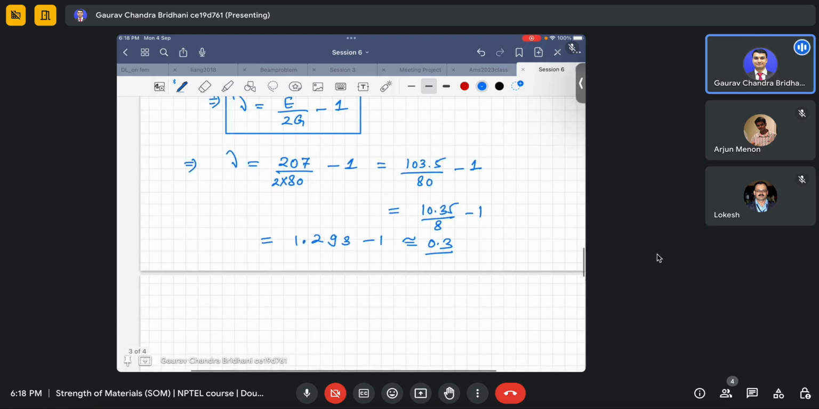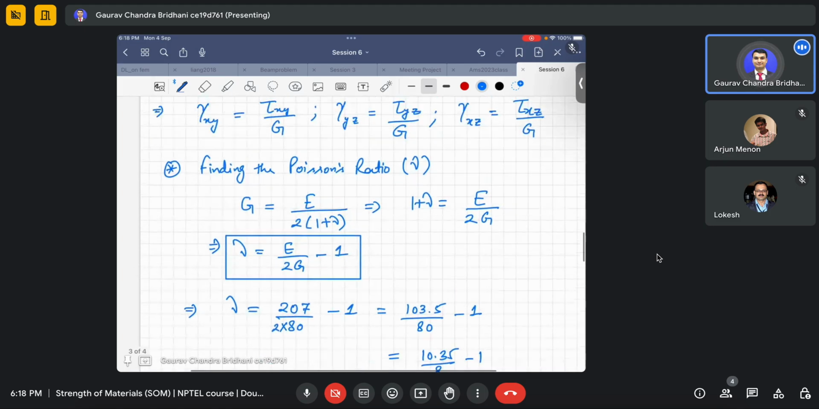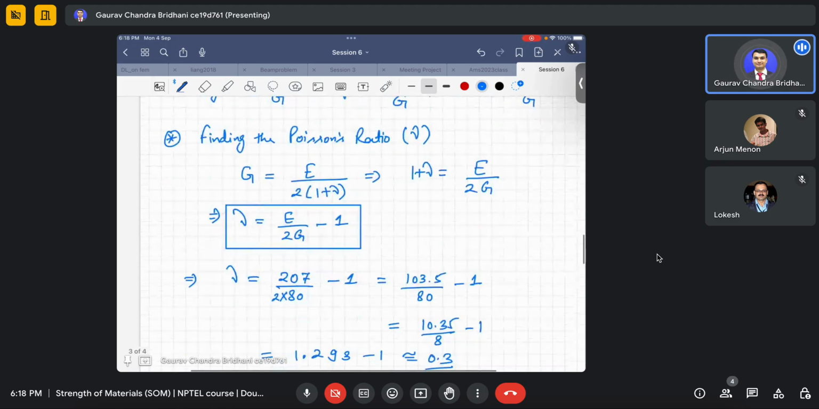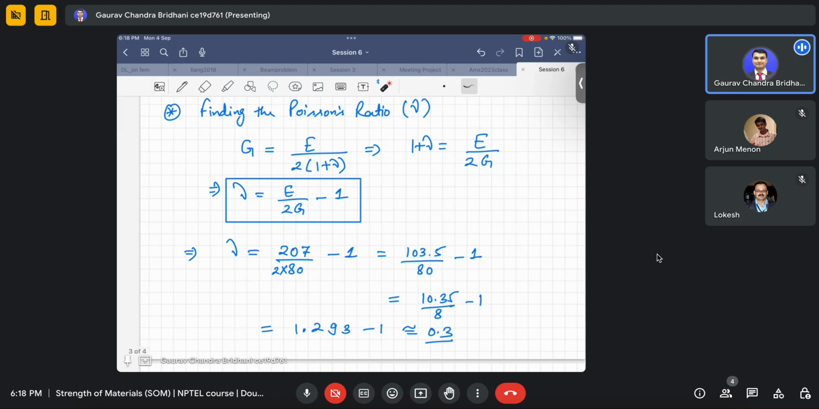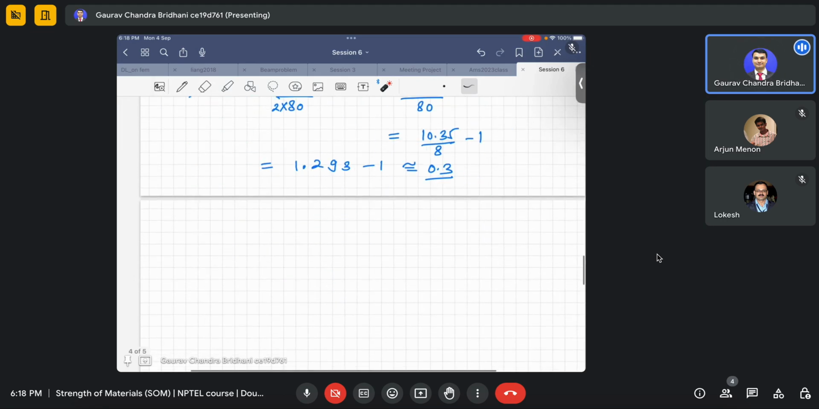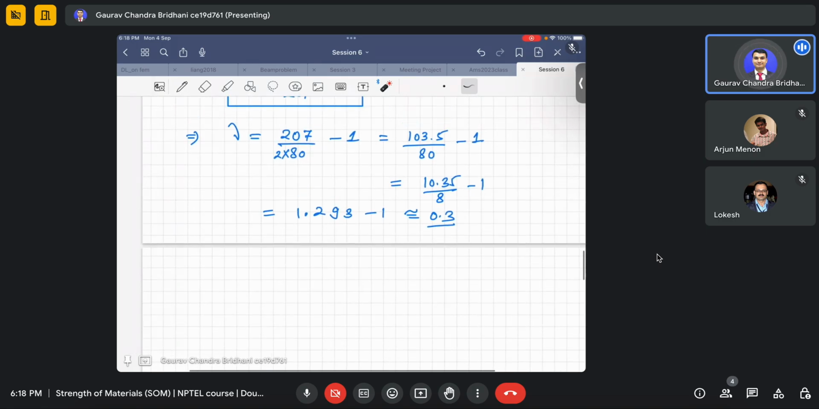And we have seen also, as you can recognize from the values of E and G, E and G are a little bit closer to what we have seen for the case of our steel. So these values are commonly for steel mostly. So we take 0.3.